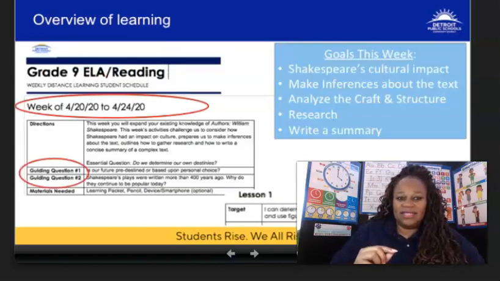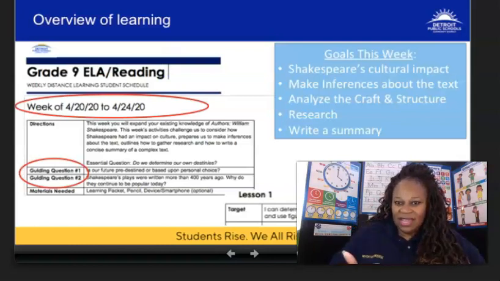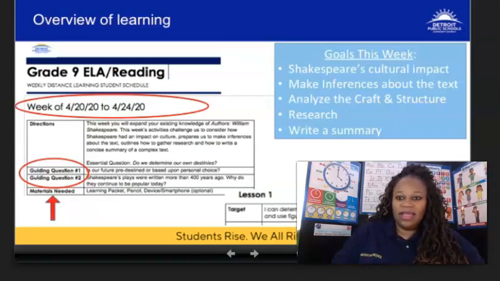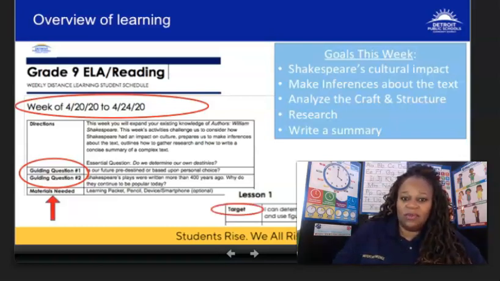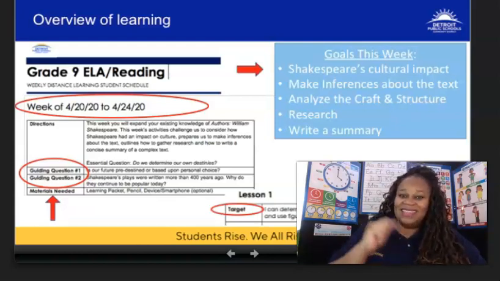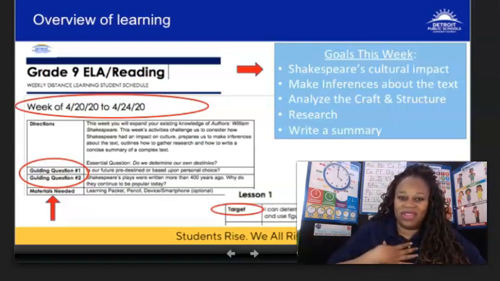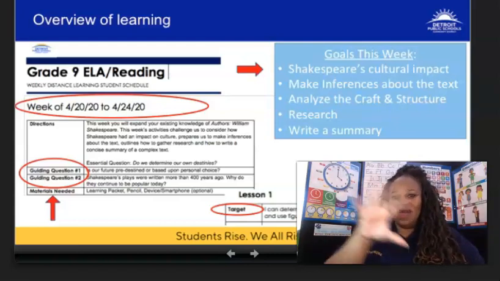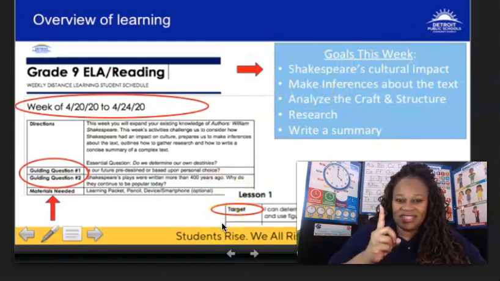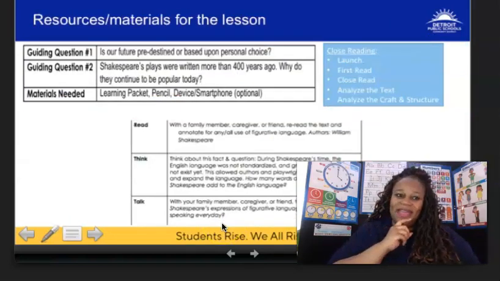For today's lesson, we're going to use the same guiding questions and essential question to lead us toward our learning. Our target is that you can determine the cultural impact that Shakespeare had on American society. So here you see a brief outline of our goals for the entire week. And today's goal is to focus on Shakespeare's cultural impact.